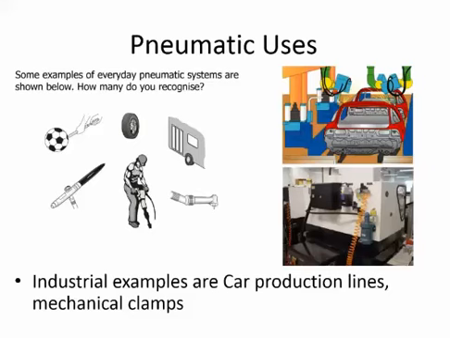So you have a soccer ball pump that you can use to pump up a soccer ball. You have a jackhammer. You have the doors to a bus or a train. They use a pneumatic system. In industrial examples, there are car production lines and mechanical clamps.